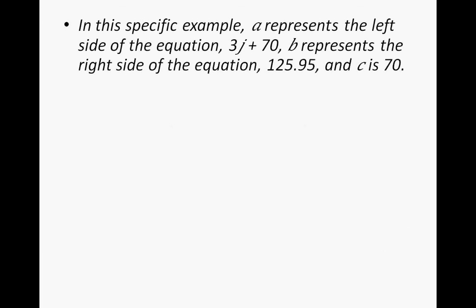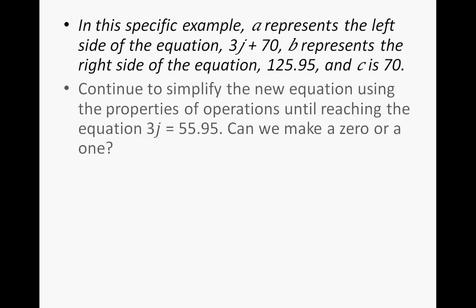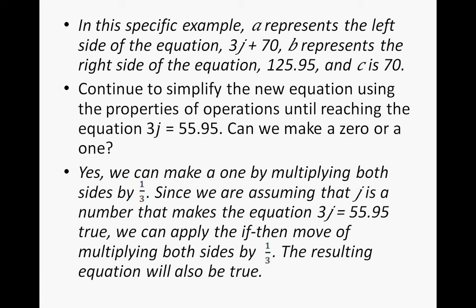Well, in this case, A represents the left side of the equation, 3J plus 70. B represents the right side of the equation, which is $125.95. And C is representing 70. And remember, we're going to subtract 70 from both sides. So continue to simplify the new equation using the properties of operations until reaching the equation 3J equals 55.95. Can we make a 0 or a 1? Well, we can make a 1 by multiplying both sides by 1/3, or again dividing by 3, whichever you prefer.